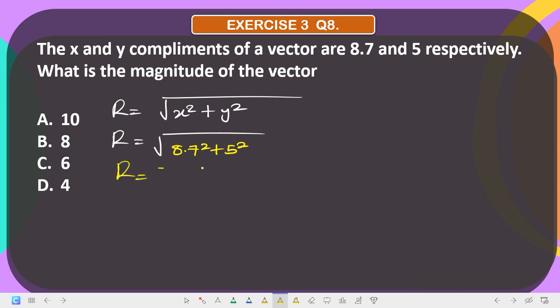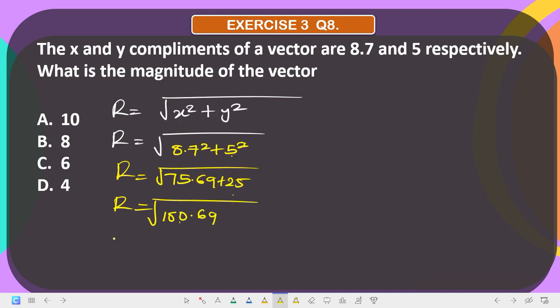R will be equal to the square root of 8.7 squared, which is 75.69, plus 25, because 5 squared is 25. 75.69 plus 25 is 100.69, roughly 100, and then R is equal to the square root of 100, which is 10. So the final answer to this question is 10, and that is option A.